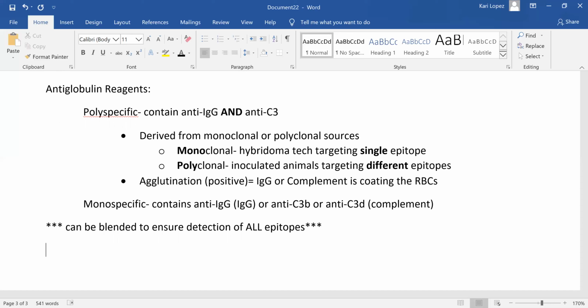Now another thing we use is going to be IgG sensitized cells. Now these are going to be commercial type O red blood cells, and they are prepared with IgG antibodies attached to them.